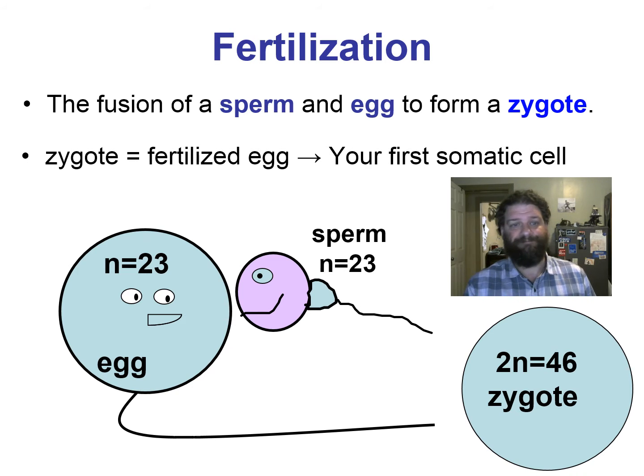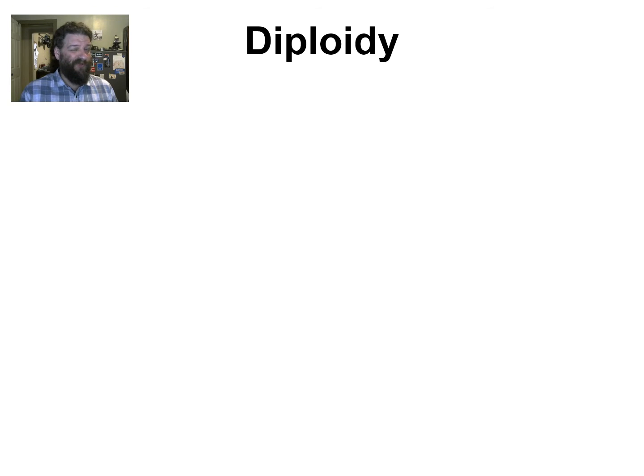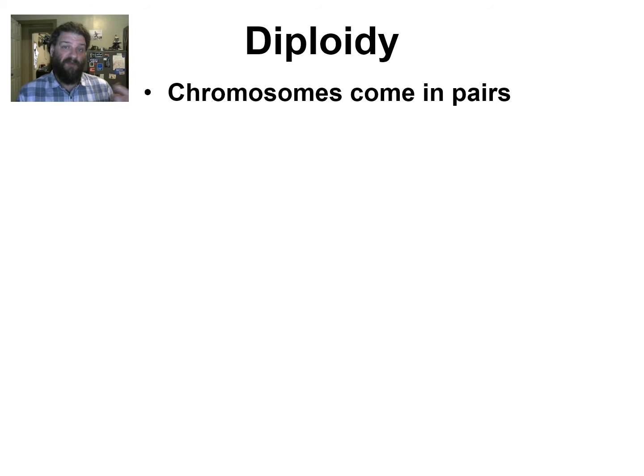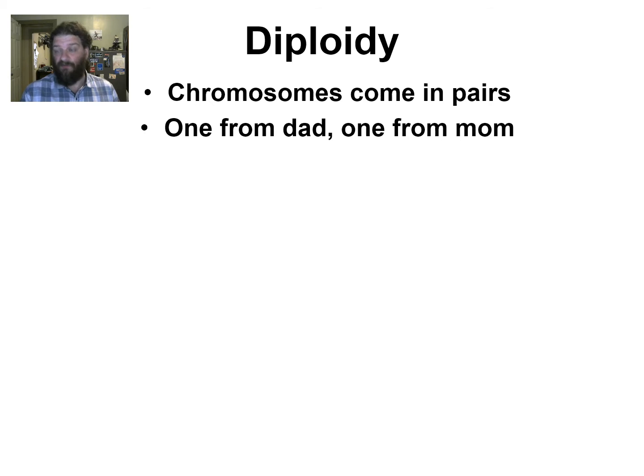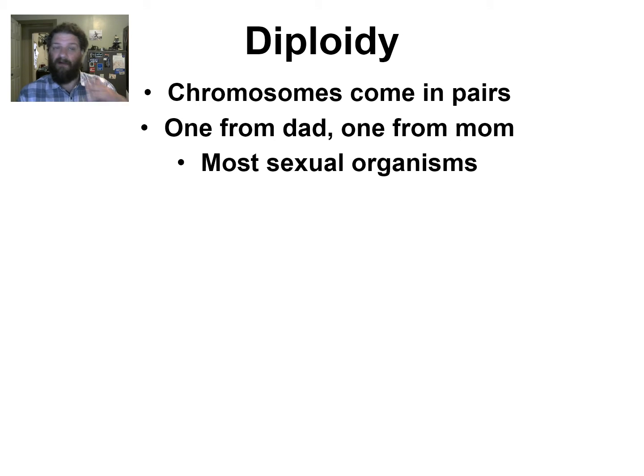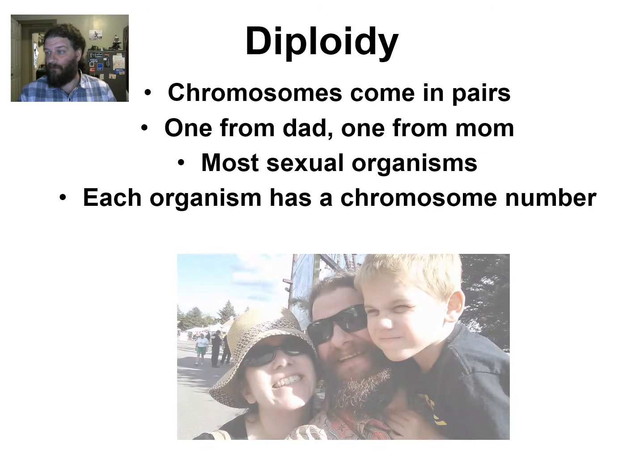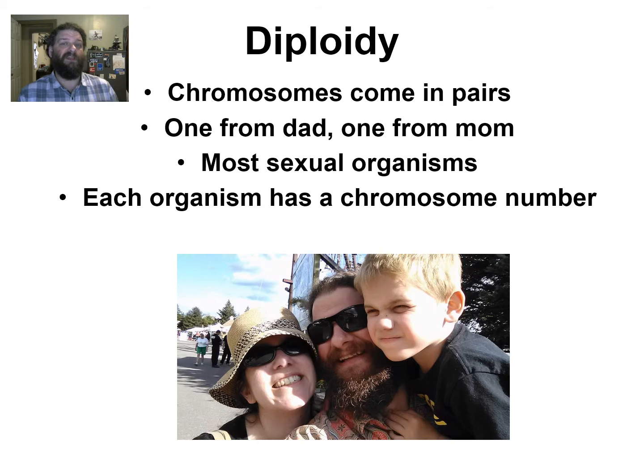As I said, we're going to talk about ploidy, and how we, like most sexually reproducing organisms, are diploid, meaning that our chromosomes come in pairs, so sets of two. And as Mendel noticed, you get one from one parent and the other from the other parent. Like I said, this is the way that it happens in most organisms. And that gives each species of organism a typical chromosome number.